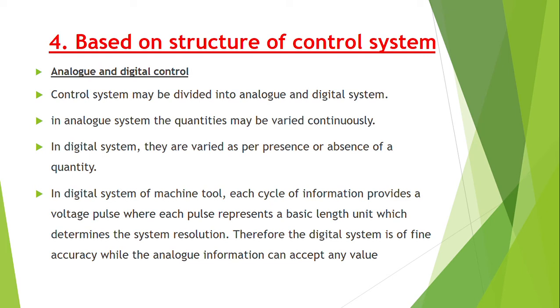In an analog control system, the quantities may be varied continuously. In a digital system, they vary as per the presence or absence of the quantity. In a digital system of machine tools, each cycle of information provides a voltage pulse, where each pulse represents a basic length unit which determines the system's resolution. Therefore, the digital system is of fine accuracy, while the analog information can accept any value.